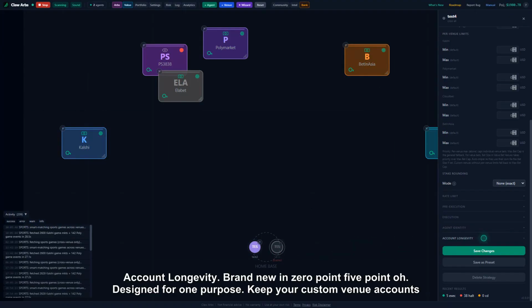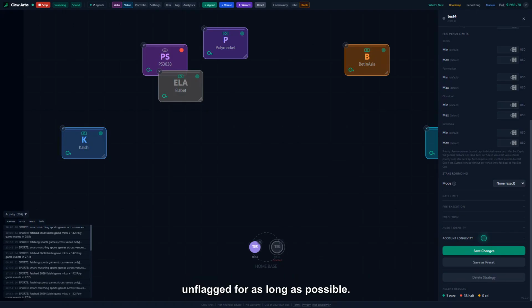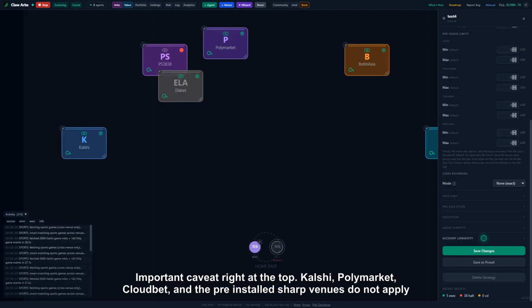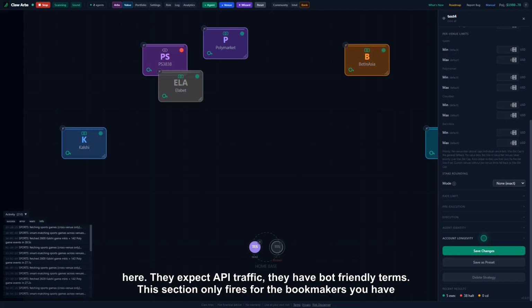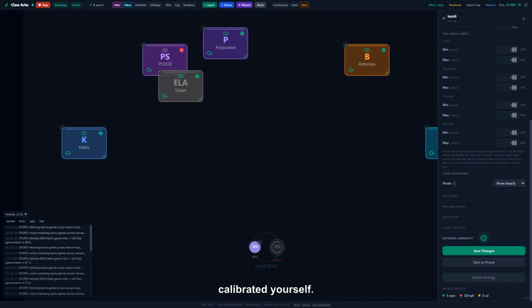Account longevity, brand new in 0.5.0, designed for one purpose: keep your custom venue accounts unflagged for as long as possible. Important caveat right at the top. Kalshi, Polymarket, Cloudbit, and the pre-installed Sharp venues do not apply here. They expect API traffic, they have bot-friendly terms. This section only fires for the bookmakers you have calibrated yourself.